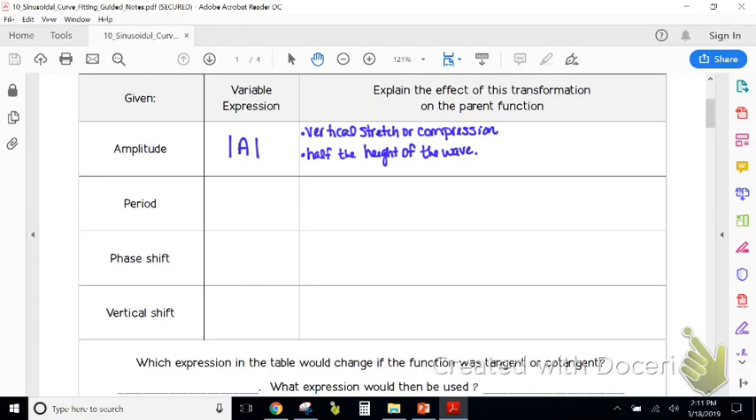How can we find our period? And what is the definition of a period? How long it takes to repeat itself. So it's the length of one full cycle of the wave.